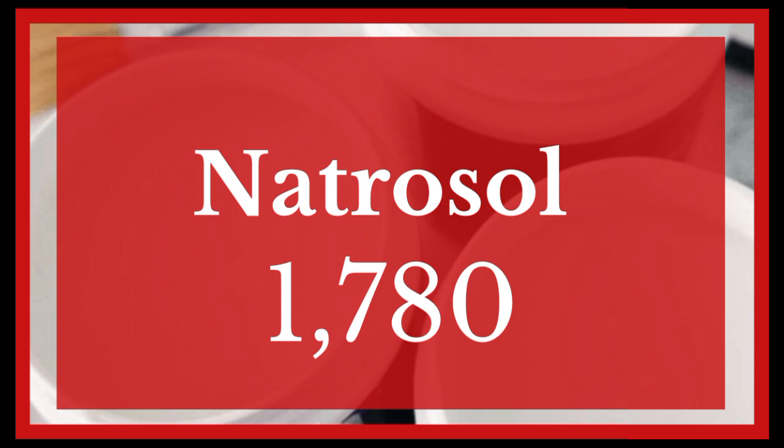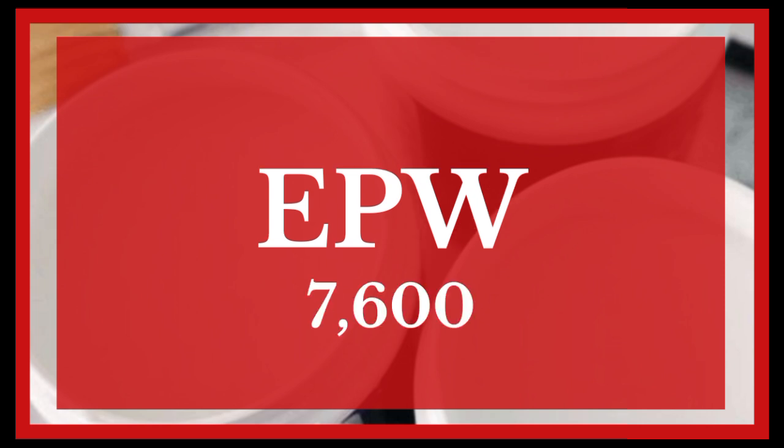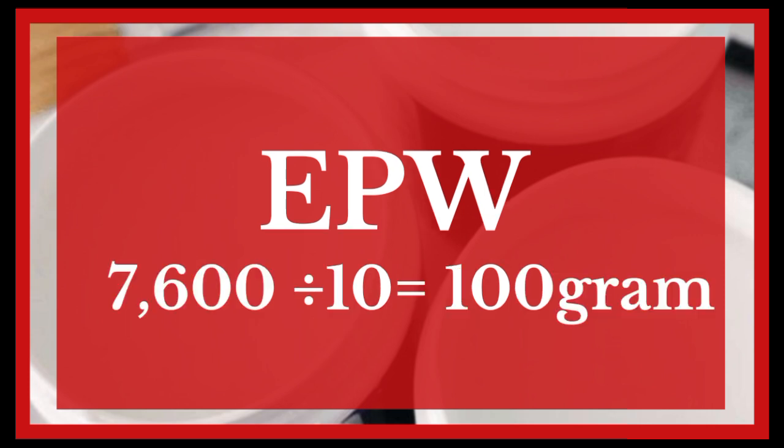Now we'll look into the second chemical on our list, which is EPW, your antifungal. EPW goes for 7,600, and we only need 100 gram. So 7,600 divided by 10, we're going to have about 760 naira. If you do your division very well, you're going to have like 17 points, but you just have to add one number to it to be on the safe side, you understand?